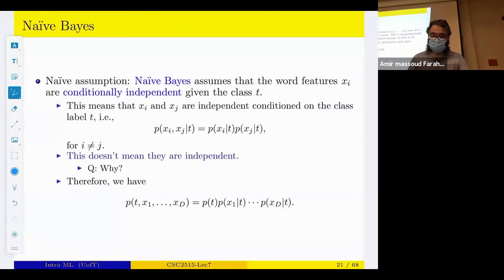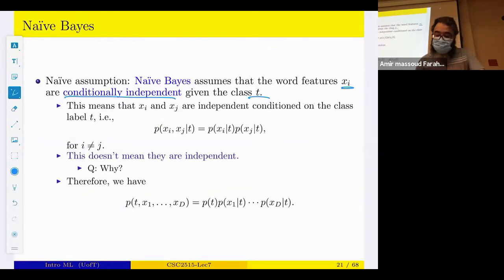We want, instead of having that joint distribution, which uses a parameterization that allows all possible parameters and considers all possible values of x's and t's, to make some kind of restrictions. How to do it? One way is something called the naive Bayes assumption, which assumes that the word features xi, each of them from 1 to d, are conditionally independent given the class label t.